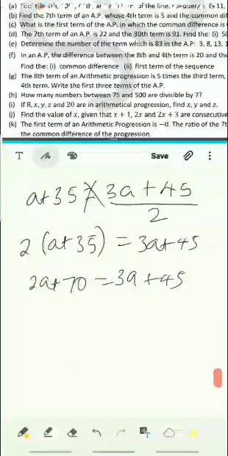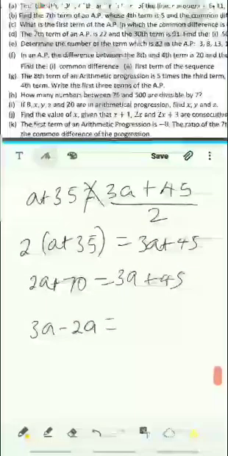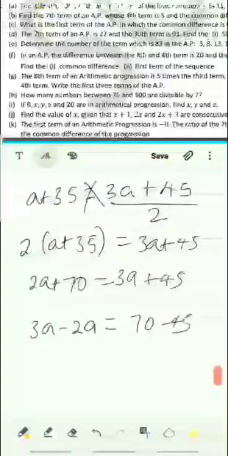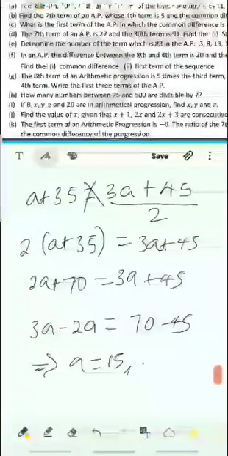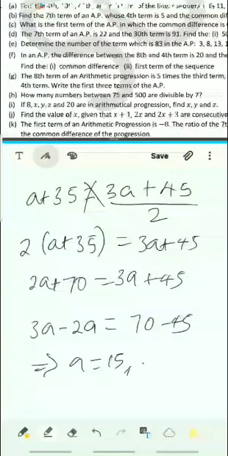What does this imply? You bring this here, bring that here. 3A minus 2A equals 70 minus 45. It implies that A equals 15. So it means for that particular sequence, the first term is 15 and the common difference is 5. We are done with that.